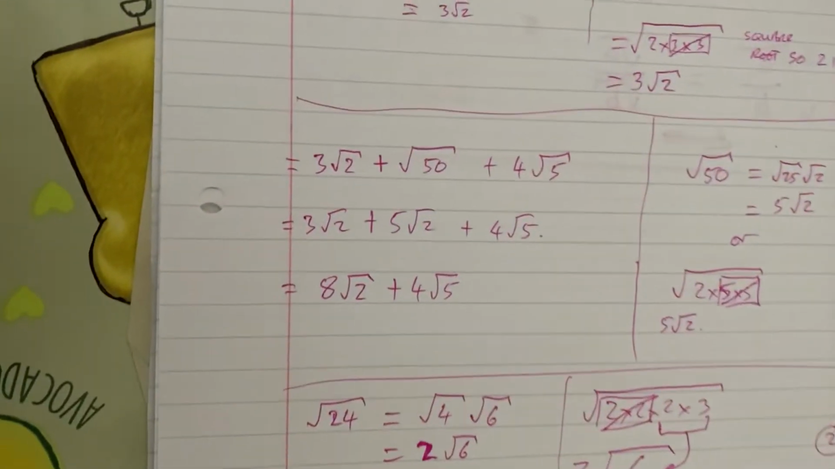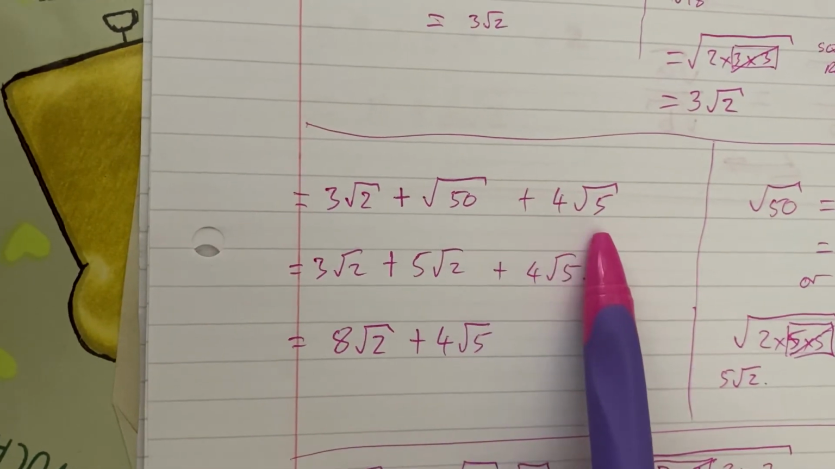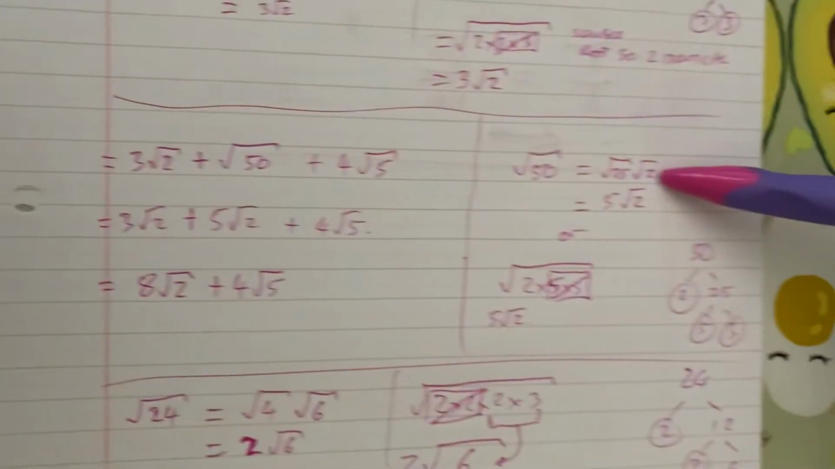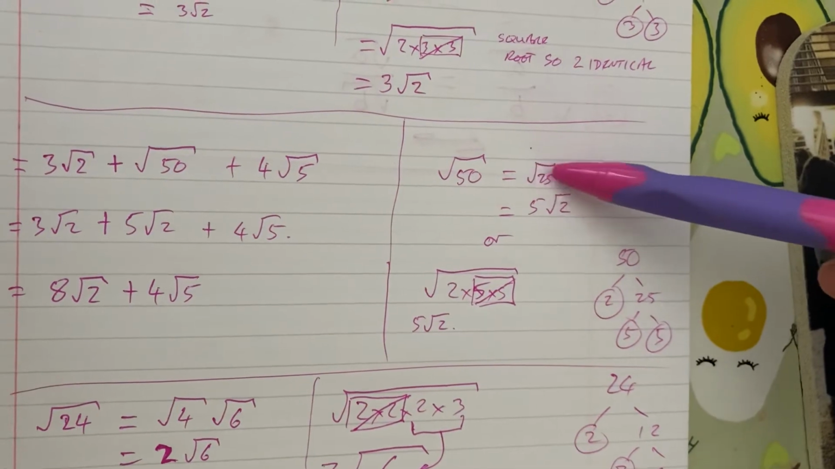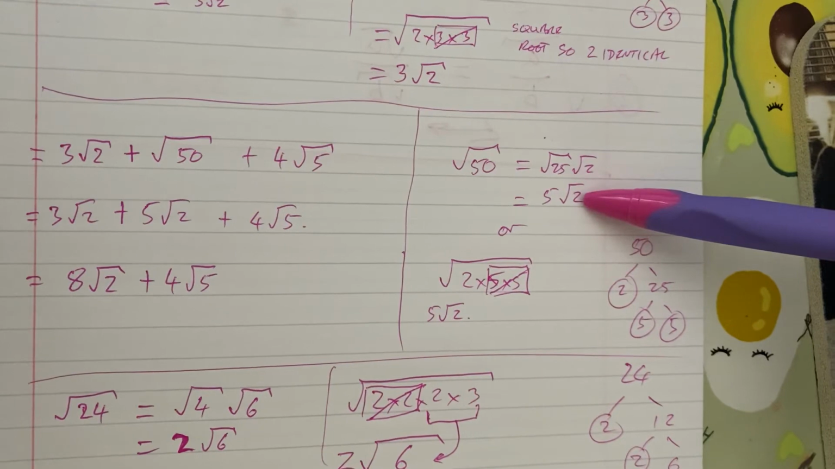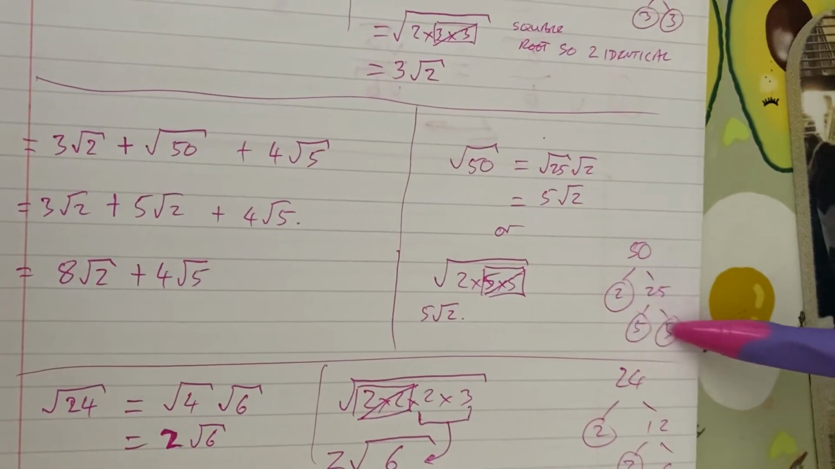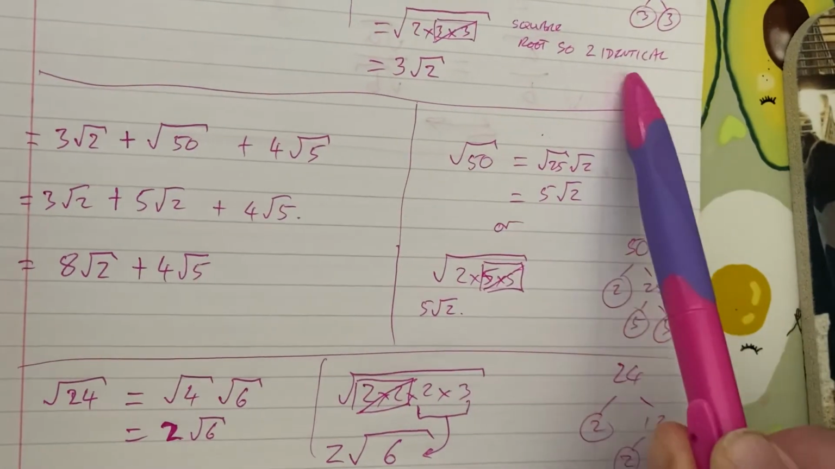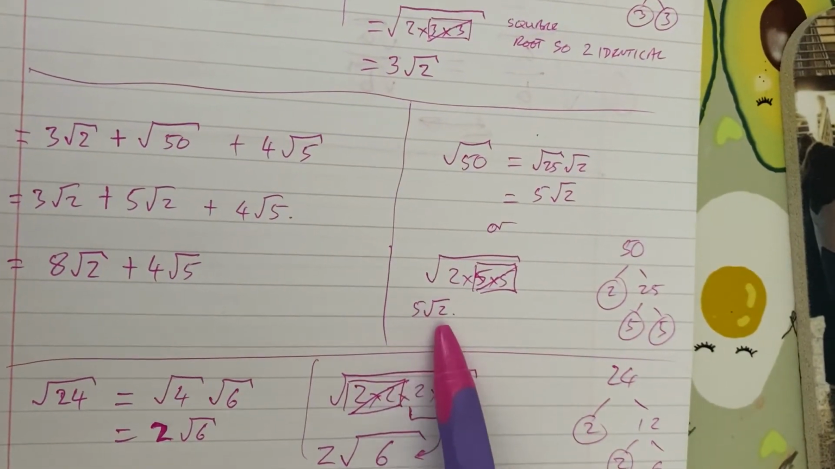So looking at the next one, here we've got 3 root 2 plus root 50 plus 4 root 5. So the root 50 we can simplify. We can't simplify either of these two. So here, doing the perfect square method, 25 is our perfect square, so 25 times 2 is 50, square root of 25 is 5, so it's 5 root 2. Or the root prison method, 2 times 25, circle the 2, 5 times 5, both of them are prime, so 2 times 5 times 5. Remember, 2 identical, so identical buddies, cross them out, one of them at the front, so it's 5 root 2.